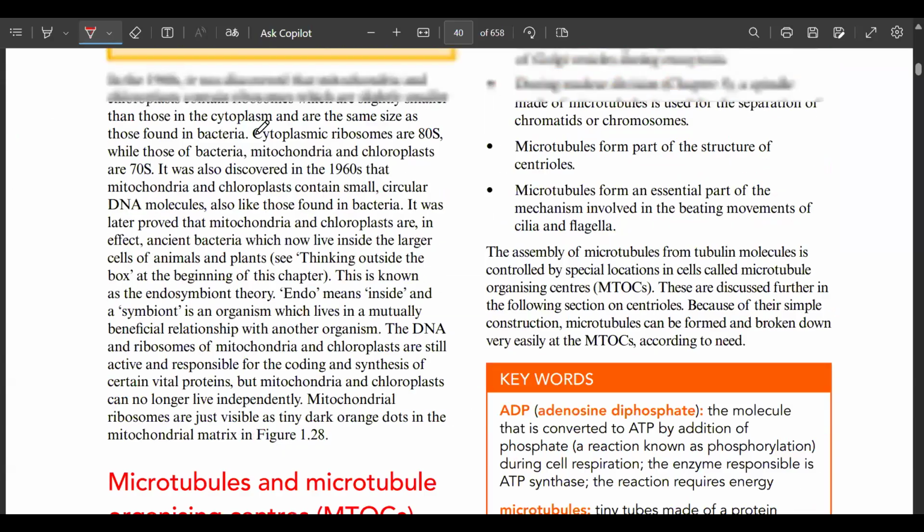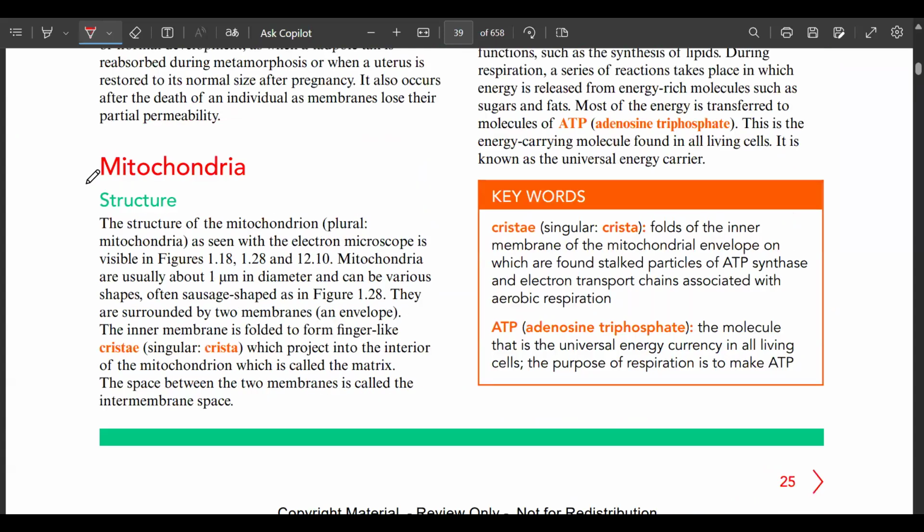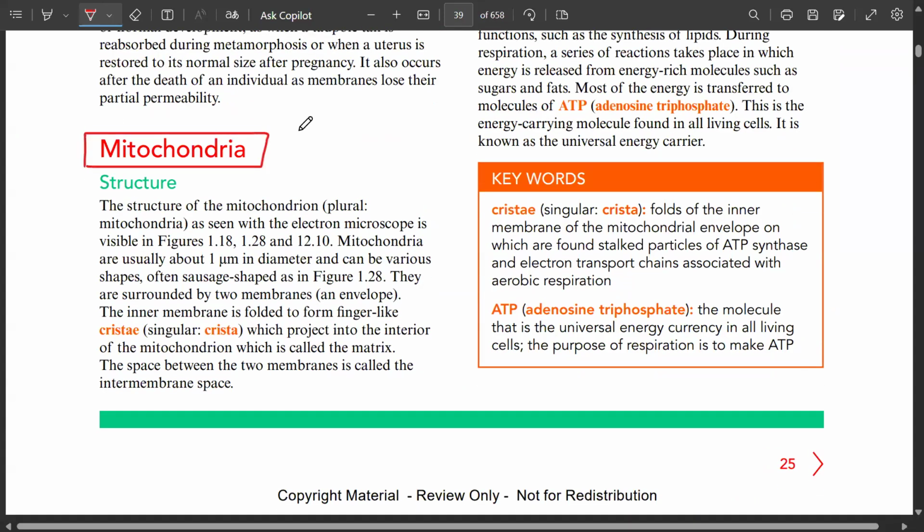We'll start from mitochondria. Can you tell me what is the function of mitochondria? Aerobic respiration. Okay, and it's also known as the powerhouse of the cell.